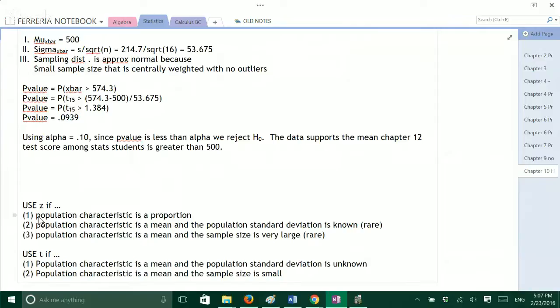Yeah, that's it. Typically speaking, if the population characteristic is a mean, then you should be using a T. And if the population characteristic is a proportion, you should be using Z. Okay, so it's almost an exact dichotomy. Almost.